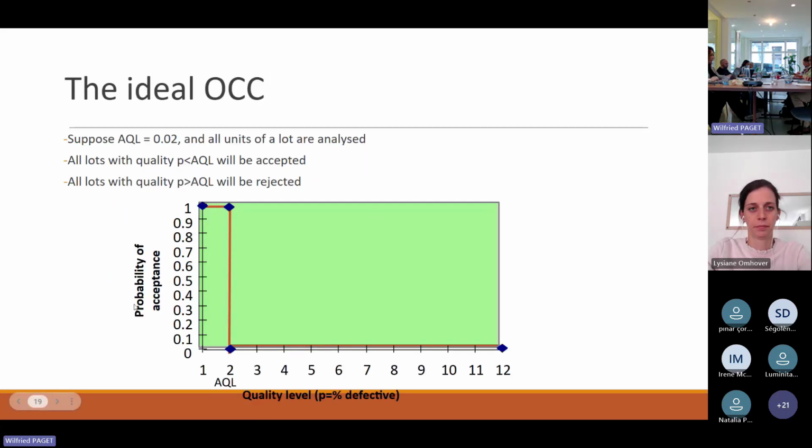It is very easy to understand if you suppose that in the lot all the units are analyzed, and that you set the acceptable quality level to 2%. If you analyze all units, then you will know that lots with quality better than AQL will be accepted because you are analyzing all. There are no errors. And all lots with a quality worse than AQL are going to be rejected. Therefore, when you make your plot, you will have a straight line. So this is fully discriminant.